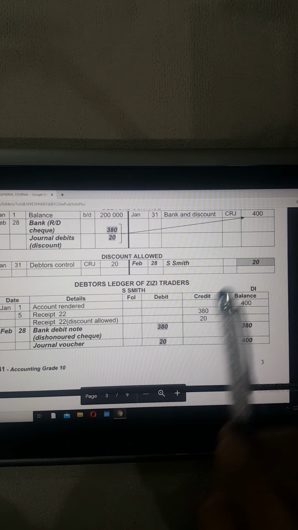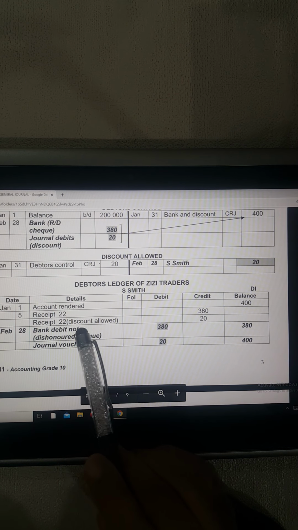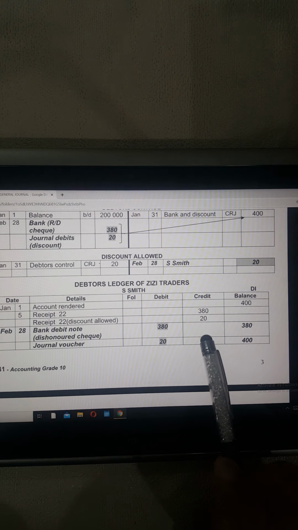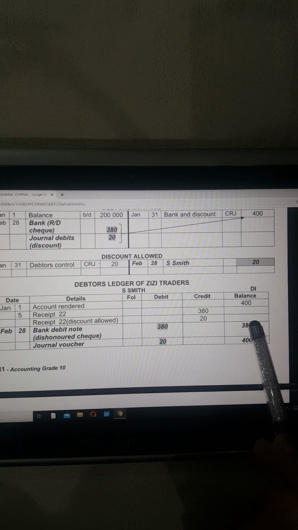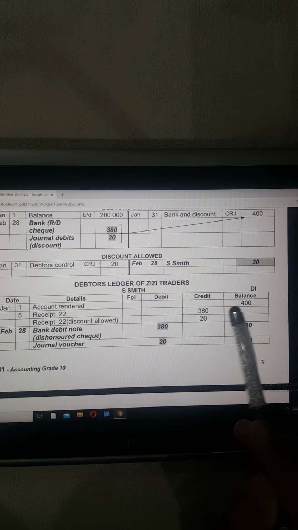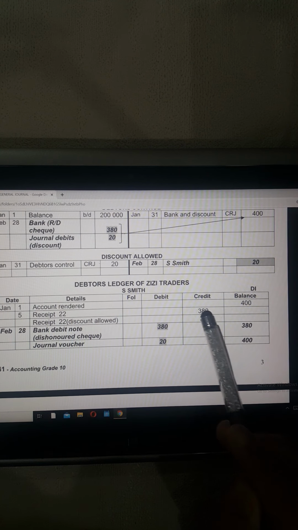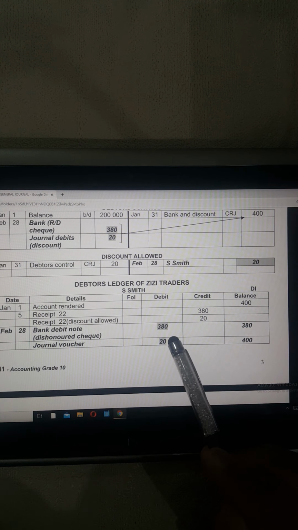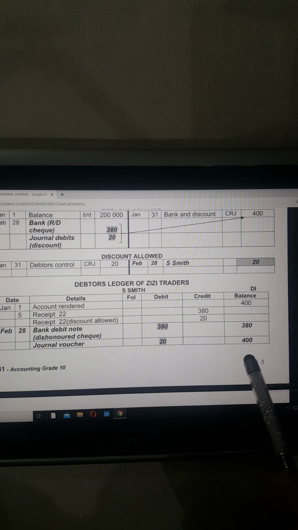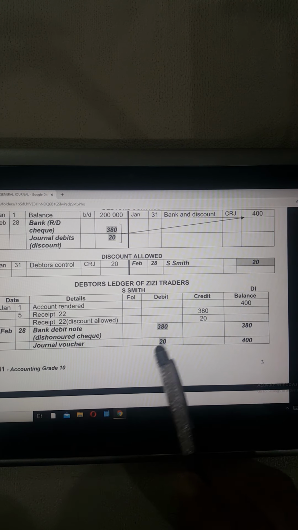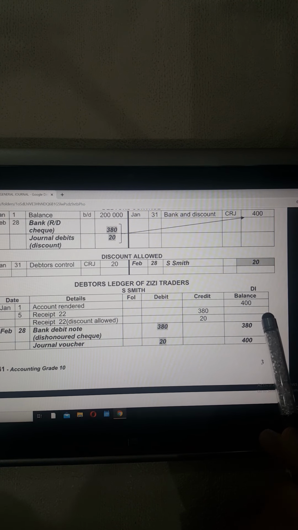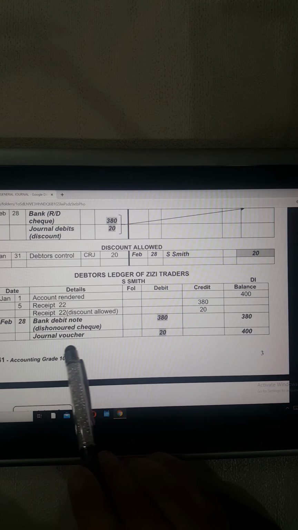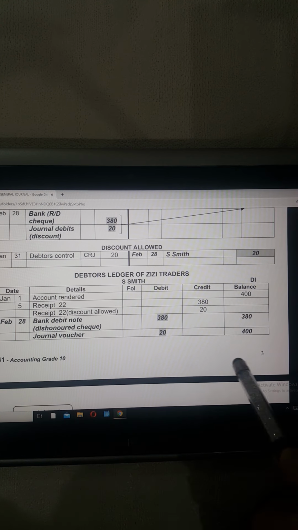So let's look at the debtor's ledger, what has happened to him. On the first, he had 400 Rand. Then he came and he paid us with 380. So it means we gave him a discount of 20 Rand. And what was his account now? 0, right? So 400 minus there, it became 0. Now that check became dishonored. So again, I must debit him with 380. And I must reverse the discount. So again, he's owing me 400 Rand. Okay, so this is the entry of a debtor payment and then a dishonored check, and then you're cancelling the discount. And here's what you need to write down here: journal voucher or journal debit, doesn't matter. Okay, so that's the one.